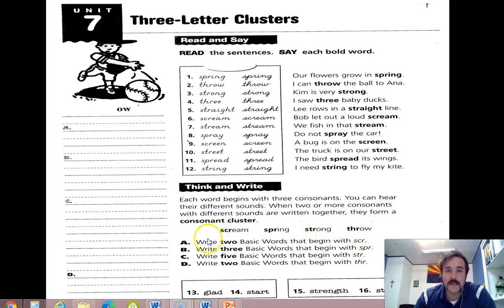It's really just practicing the spelling. In section A, which is right here, there's two sections, or two answers. It says write two basic words that begin with scra. So find those words in here and write them correctly here.